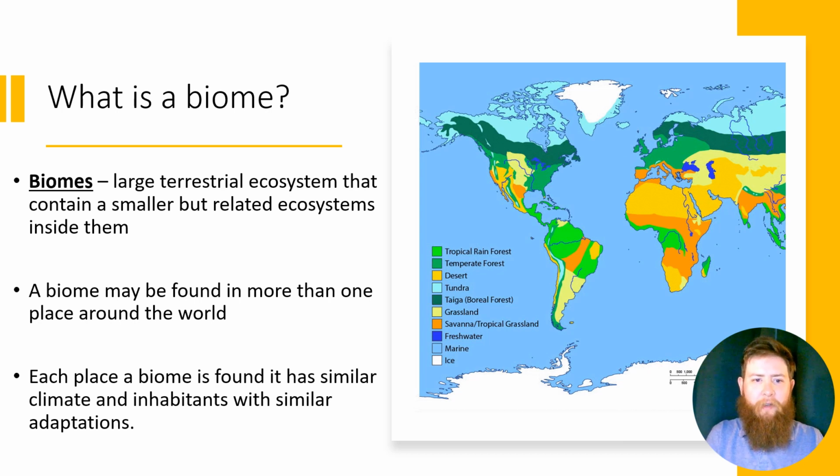Looking at this map here, you can see that there is a desert biome, this orangey color here. There's one in America, there's one in South America here, there's one over in more Asian area. So each place that you find a desert in the world, you're going to see that it has similar habitat, similar climate, and because of that, there are creatures that live in the desert that have similar adaptations. Maybe lots of them burrow into the sand during the day so that they stay cool.